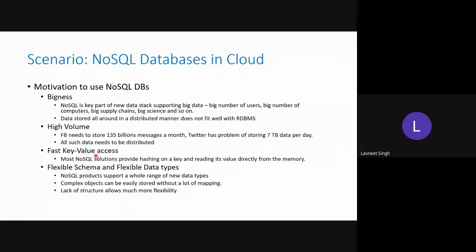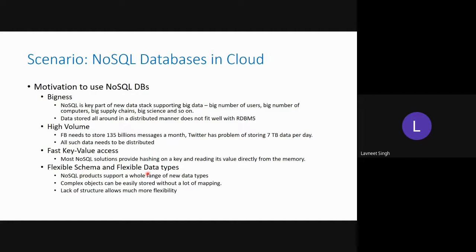And then that fast access will be available. That value will be available very quickly using hashing technology. So that NoSQL solution provides. Okay.